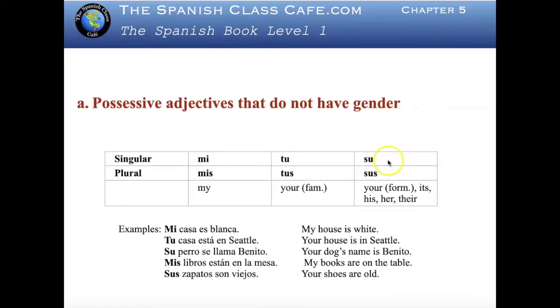Now you can see that they don't have to match the gender because regardless if it's feminine like casa or masculine like perro, they will use the same possessive adjectives. It will be mi casa, mi perro. But they do change from singular to plural. And remember, this group of possessive adjectives always go in the front of the nouns. Remember the nouns casa, perro, libro, zapatos.